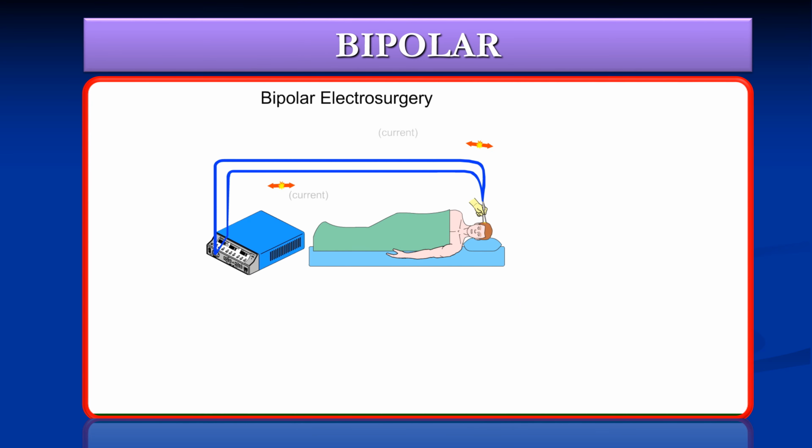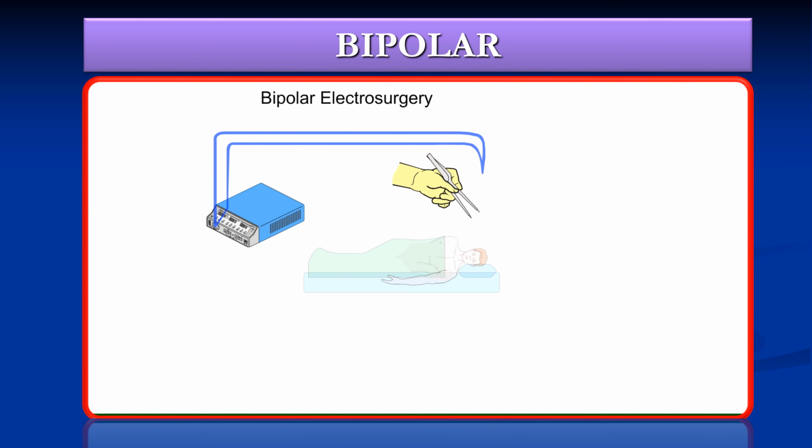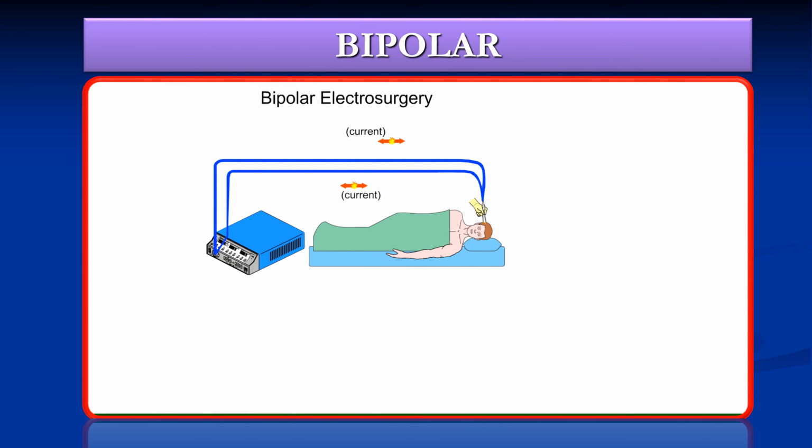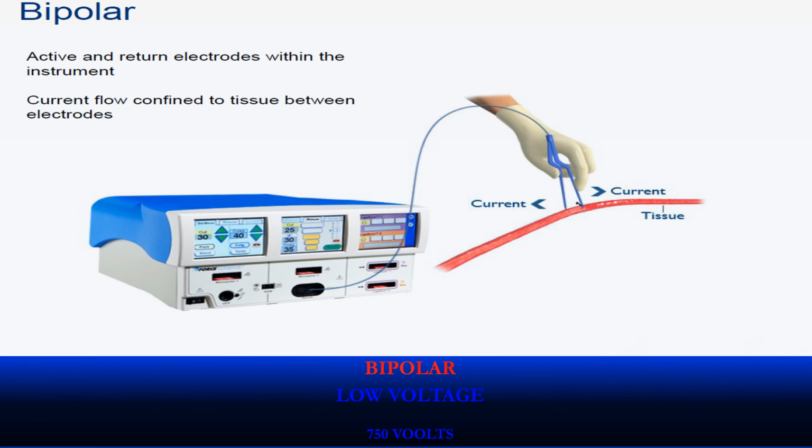In addition, it uses continuous low voltage current, and this increases the safety of bipolar over monopolar. As we see here, during bipolar usage, bipolar uses continuous low voltage current. The maximum voltage is 750 volts. So its risk in comparison to monopolar electrosurgery is low.